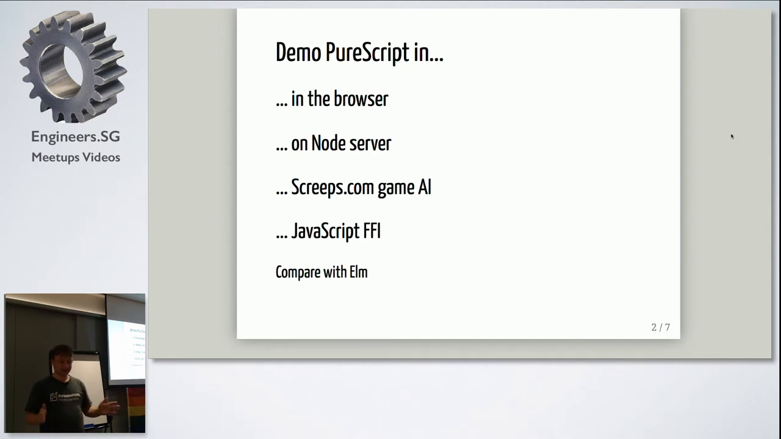So I will demonstrate it in a browser, for the Node server, and as AI for scripts.com, for which I think I published open source. Basically, I took an open source library for wrapping a JavaScript function into PureScript. It was very easy. I will show how to do it and put up a new version with better types. And then we can talk about the advantages of Elm and PureScript.